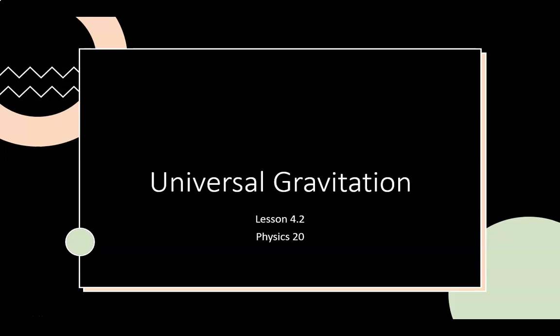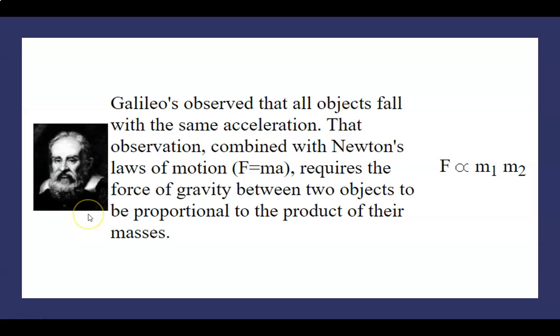Okay, this is talking about universal gravitation, lesson 4.2 for Physics 20. Now, the first thing that we're going to take a look at is that Galileo observed that all objects fall with the same acceleration. Combined with Newton's law of motion, F equals ma, that means that the force has to increase proportional to the two masses between the objects, right?